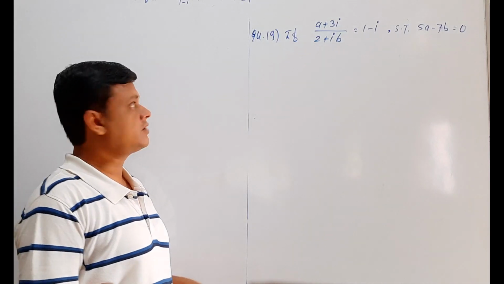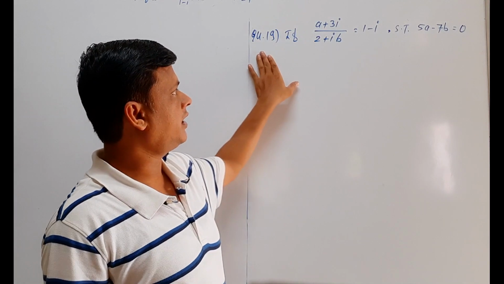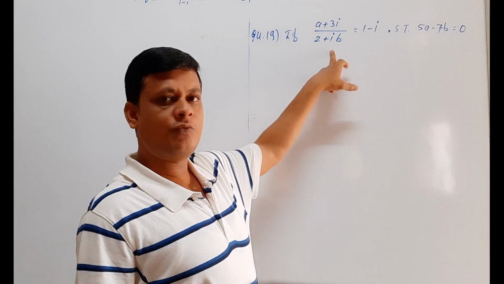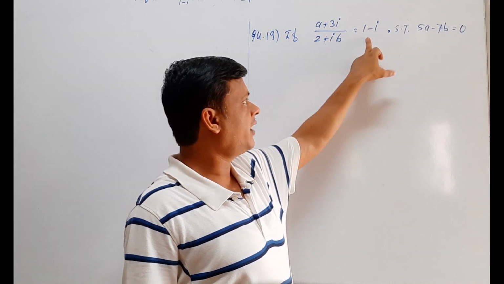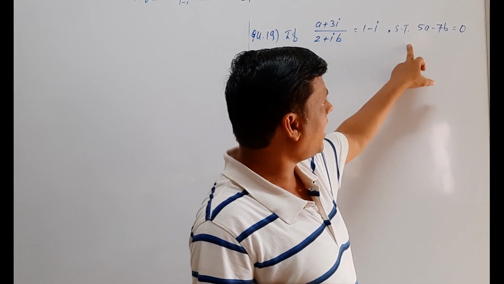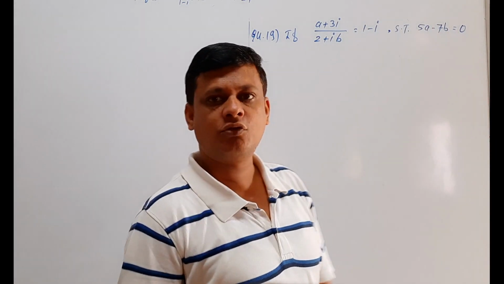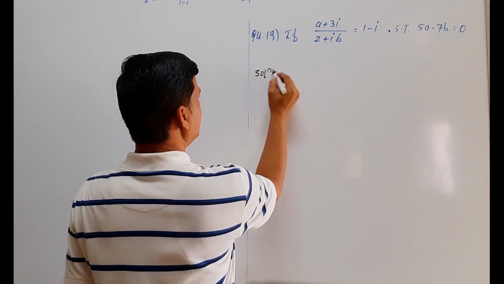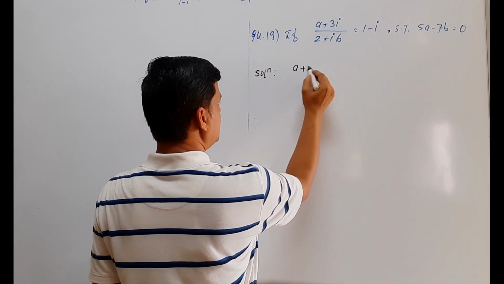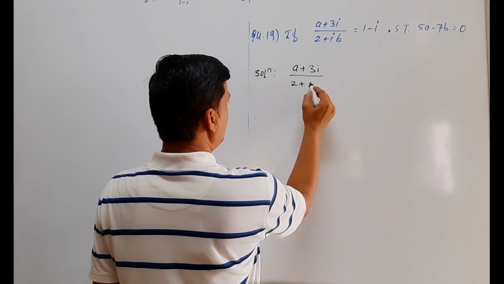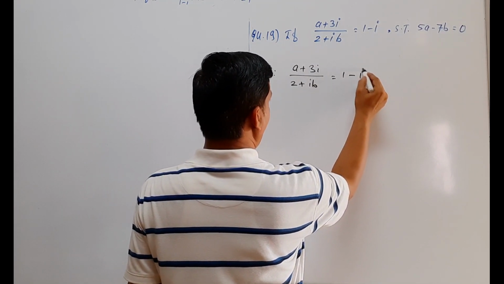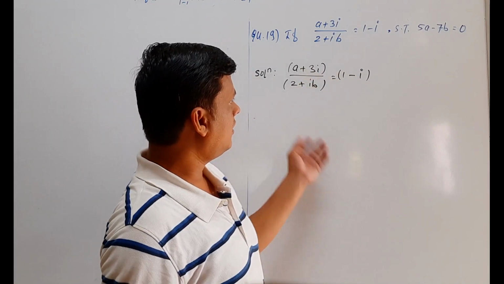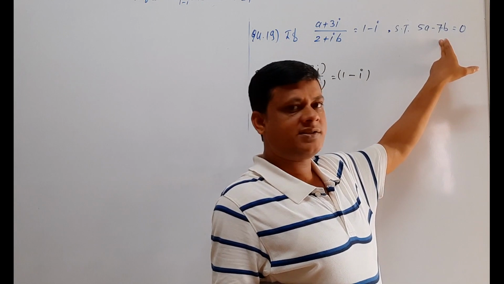Now see the next question, question number 19. If (a + 3i)/(2 + ib) = 1 - i, show that 5a - 7b = 0. So we start from the given part. The given part is (a + 3i)/(2 + ib) = 1 - i. Here we have to show 5a - 7b = 0.